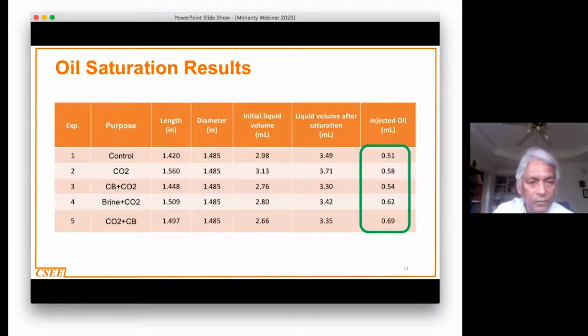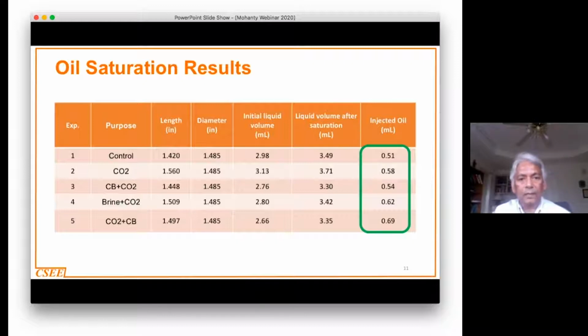The second one is we do CO2 Huff-n-Puff. In the third one, we first inject this chemical blend, then do CO2 Huff-n-Puff 3 times. In this one, instead of chemical blend, we just use brine, or D2O in this case, and CO2. And for the last one, we switch the order: you inject CO2 first, and then inject the chemical blend.